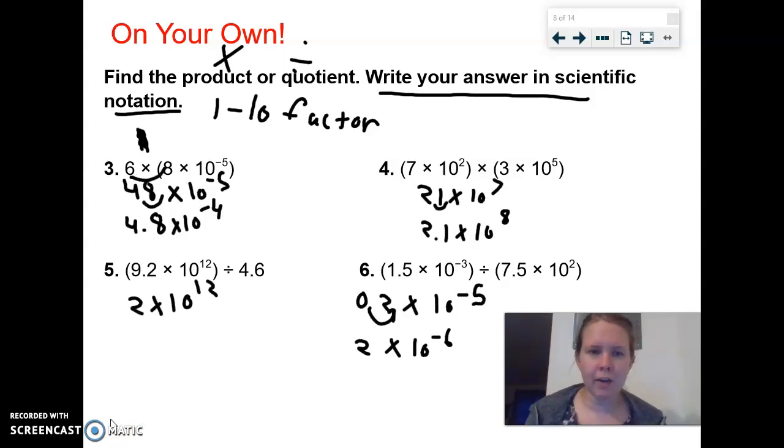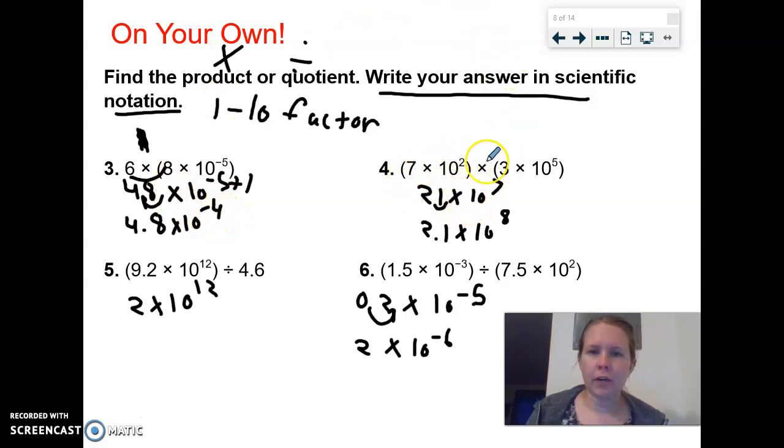All right, let's go through these answers. For your first one, I take the 6 times the 8, which was 48. The power stays the same, so it's 10 to the negative 5th. It's not written in scientific notation, so I need to move the decimal to the left. When I move it to the left, I add one more exponent, so I take negative 5 plus 1, which is negative 4.